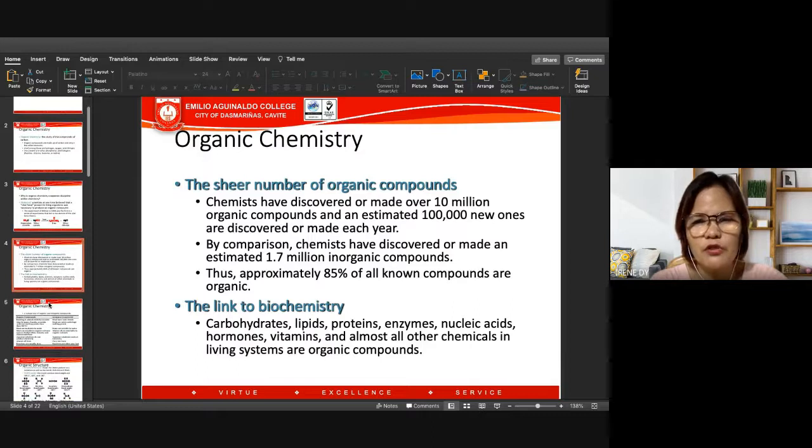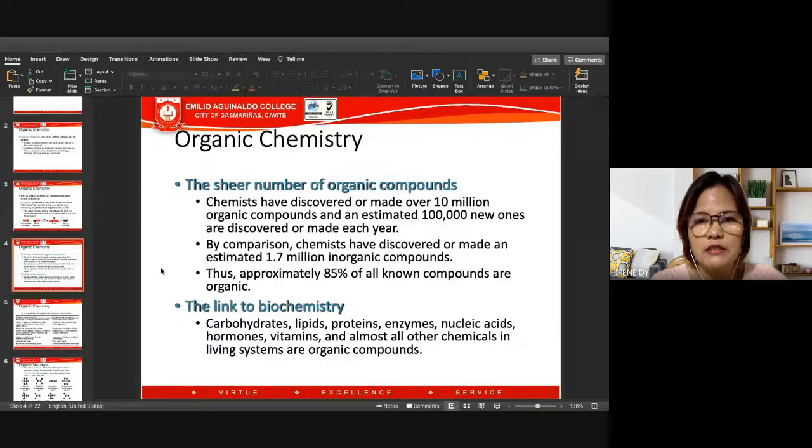The sheer number of organic compounds: chemists have discovered or made over 10 million organic compounds, and an estimated 100,000 new ones are discovered or made each year.